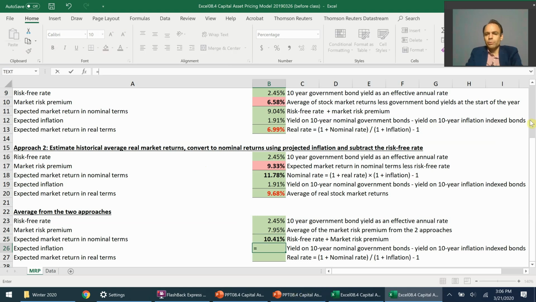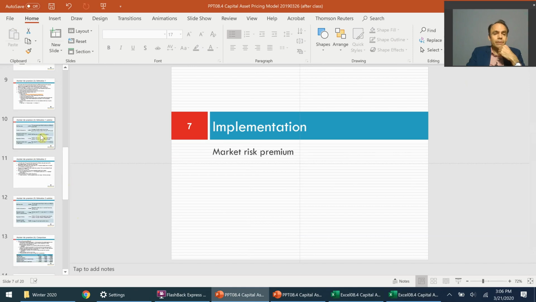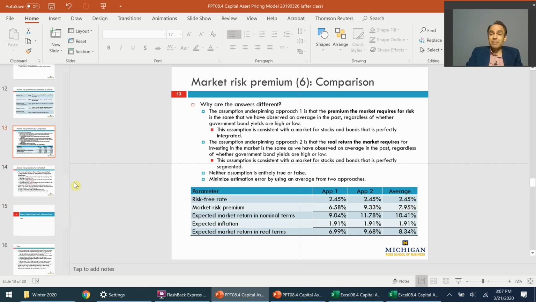I'm going to incorporate expected inflation of 1.9%, and then I'm going to compute an expected real market return of 8.34%. So looking at our results, here is my conclusion. Based upon these two estimation techniques, I could have a market risk premium which is either 6.58% or 9.33%, or an average of 7.95%. I don't know which of those techniques is the best technique.